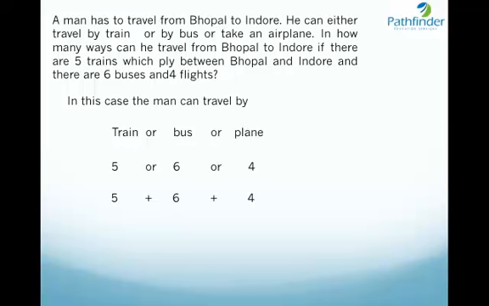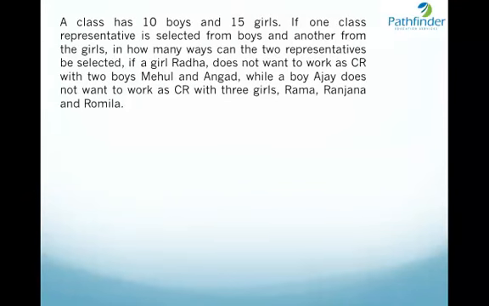He has to choose any one of the 3 choices. So either he'll choose a train or a bus or a plane. There is only one job to be performed. This is the key point to be remembered here. And what is the total number of ways? The total number of ways is 5 plus 6 plus 4, that is 15 ways.